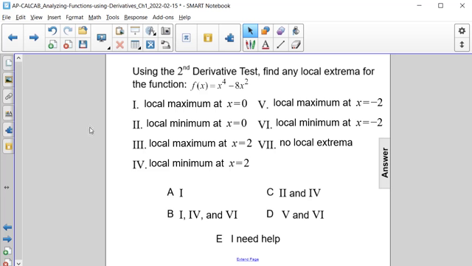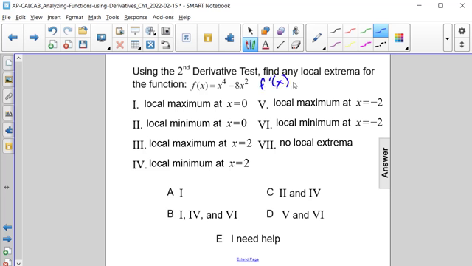Using the second derivative test, find any local extrema for the function f of x is equal to x to the fourth minus 8x squared. All right, let's start off by finding the derivative, f prime of x, and that's going to be, using the power rule, 4x to the third minus 8 times 2 is 16x.